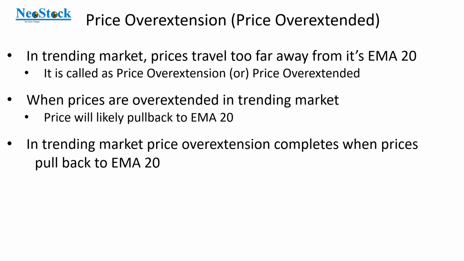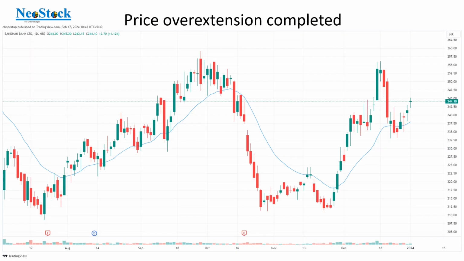Once prices are pulled back to the EMA 20 in the trending market, the overextension will be completed. Look at this chart. After reaching it, some consolidation took place at the EMA 20 for a few days, because this is a daily chart. After that, the prices again started moving up, because people slowly build long positions.